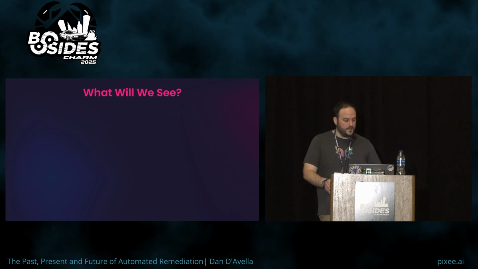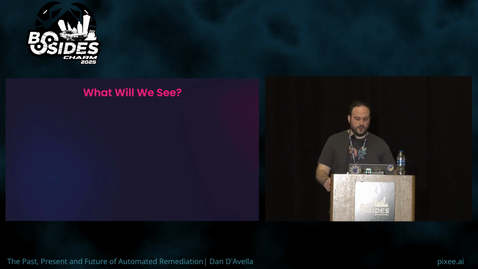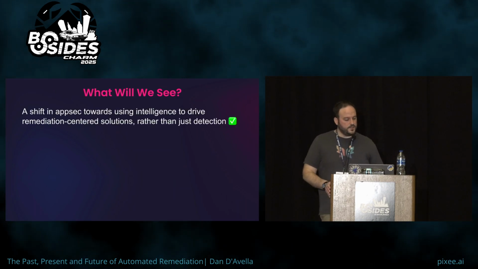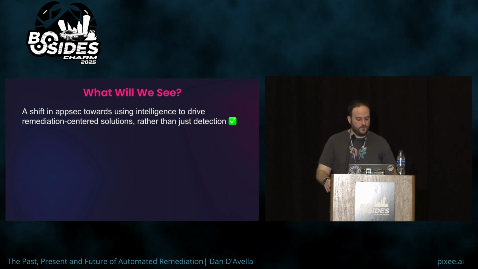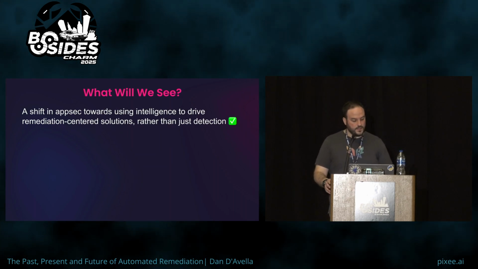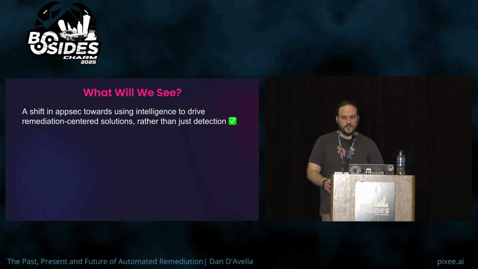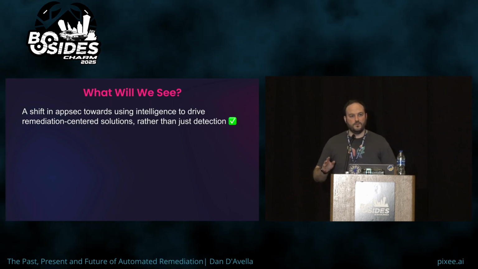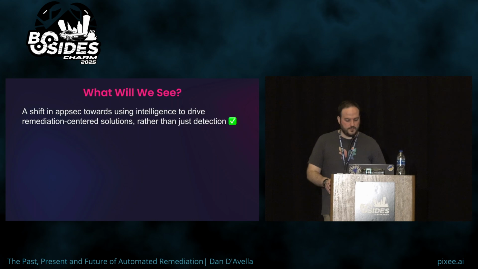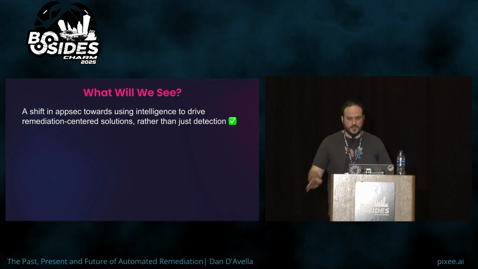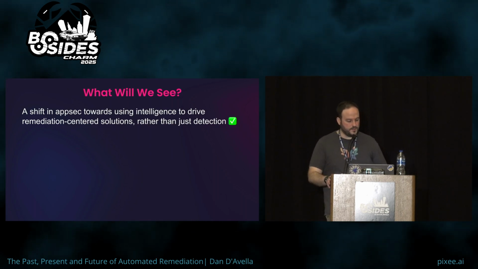So for very high-level predictions, what do we expect to see? In application security, we expect to see a shift towards using intelligence to drive remediation-centered solutions rather than just detection. We are already seeing that. Remediation is very important. It's not enough to just find problems. We need to fix problems as well.